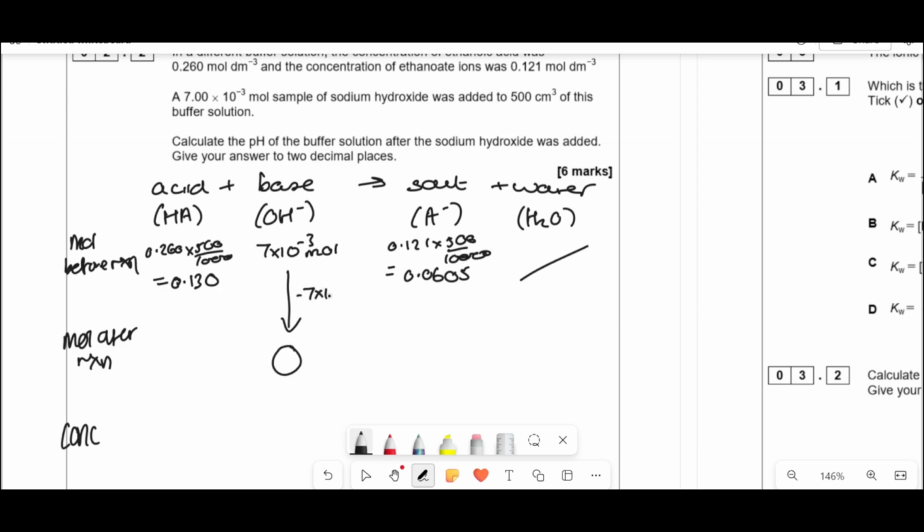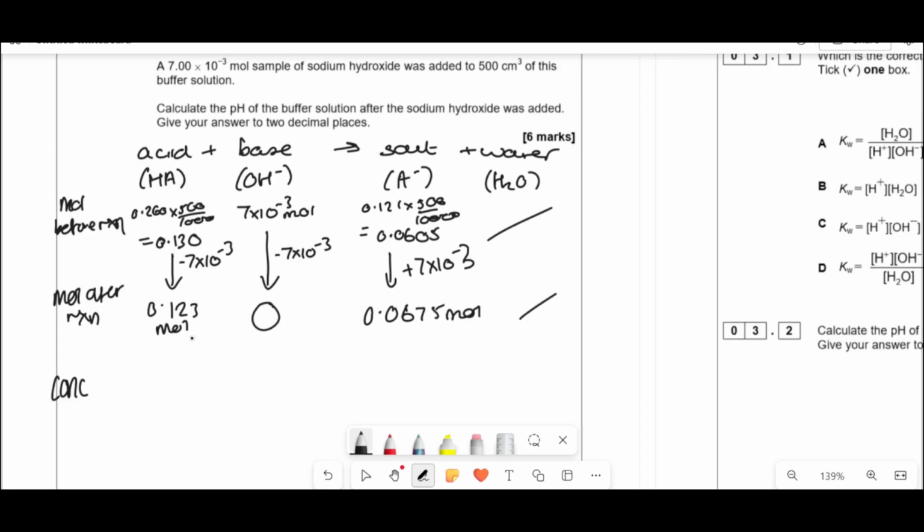If that's gone down by 7 times 10 to the minus 3, this will have also decreased by 7 times 10 to the minus 3 because one of these reacts with one of those. If that's the case, then the amount of acid after all of the stuff's happened is going to be 0.123 moles. Base, we have none left because it's all reacted. Now, one of these ends up making 1 mole of salt. So if that's gone down by 7 times 10 to the minus 3, this will have gone up by plus 7 times 10 to the minus 3. If we do that, now the moles of the A minus after is going to be 0.0675 moles. Water we don't really care about.